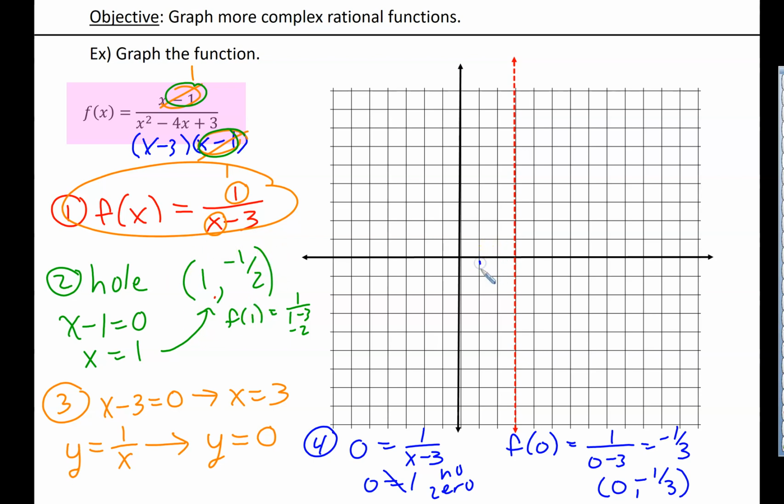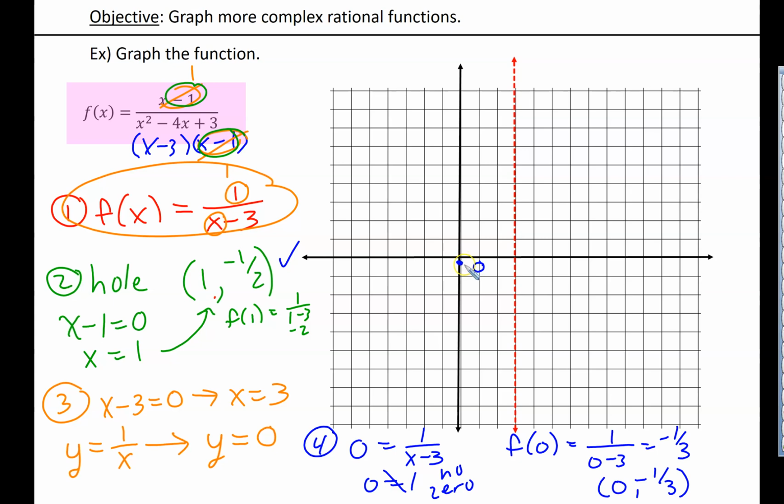1 is here, negative 1/2. So get rid of that because it's kind of in my way. I'm going to make sure that's an open circle. So I just did the hole. And then I have no 0, but I do have a y-intercept at 0, negative 1/3. Now negative 1/3, remember, is actually larger than negative 1/2. So that puts this point right about there.